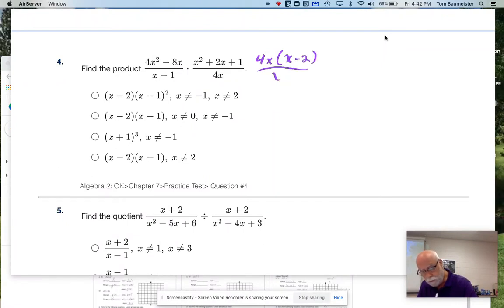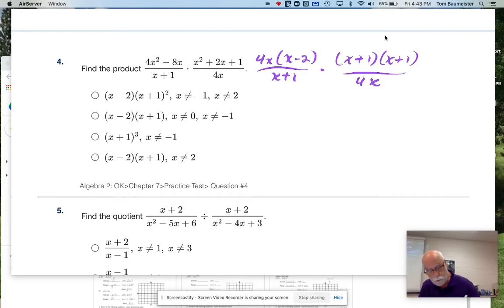The bottom of that one's already factored. All right, let's see the second one there. Let's see, I can do that as an x plus 1 times x plus 1. And again, that's going to be over 4x.